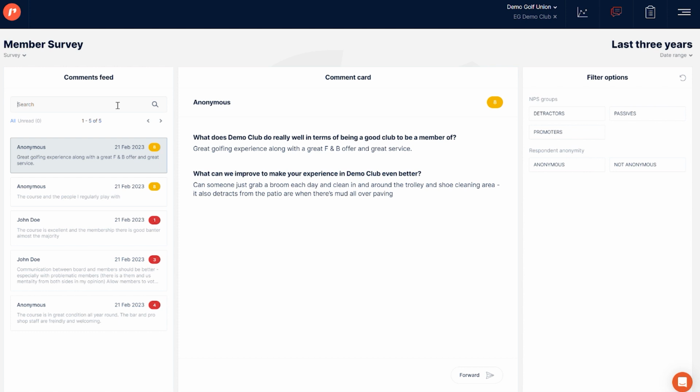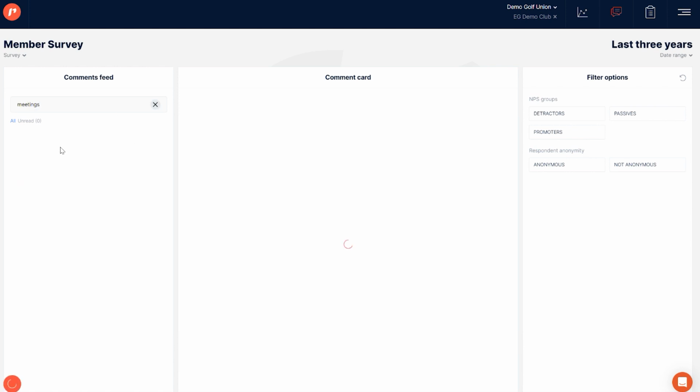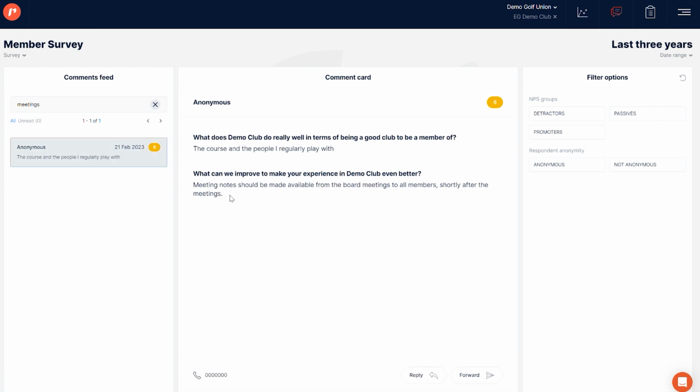So let's start by searching on some terms that are similar to what the feedback gave us. Let's start by searching on meetings, since people didn't feel like they were properly informed or just had enough information. As you can see, someone here has suggested that meeting notes should be made available after the board meetings. That's a good idea. And in case it's something we already do, maybe we should make it much more available for the members, since this member clearly didn't know it was available.